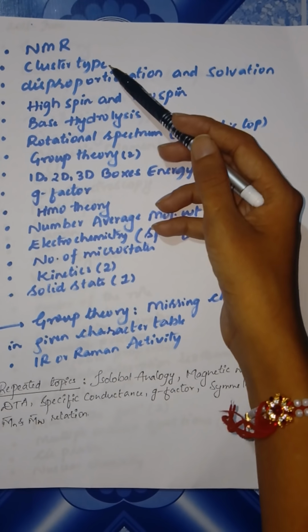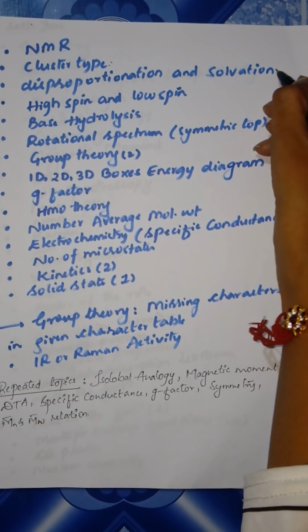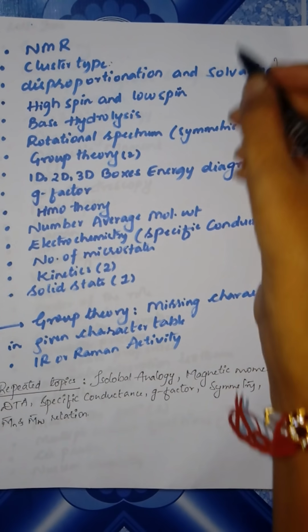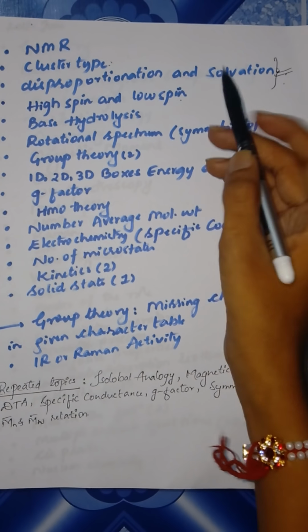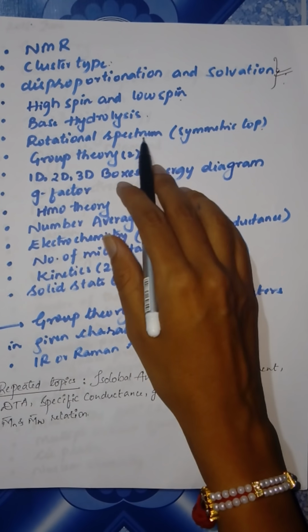NMR cluster type. Again, you got here closo, nido, arachno kind of cluster. And then disproportionation and solvation. Again, a basic question. Okay. High spin and low spin, base hydrolysis. Rotational spectrum, symmetric top molecule example was asked.